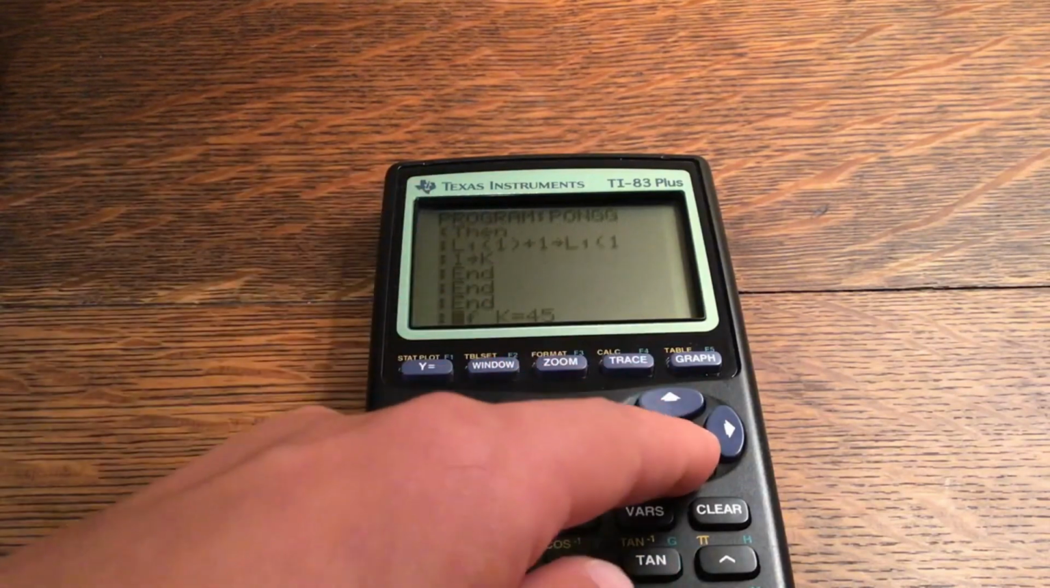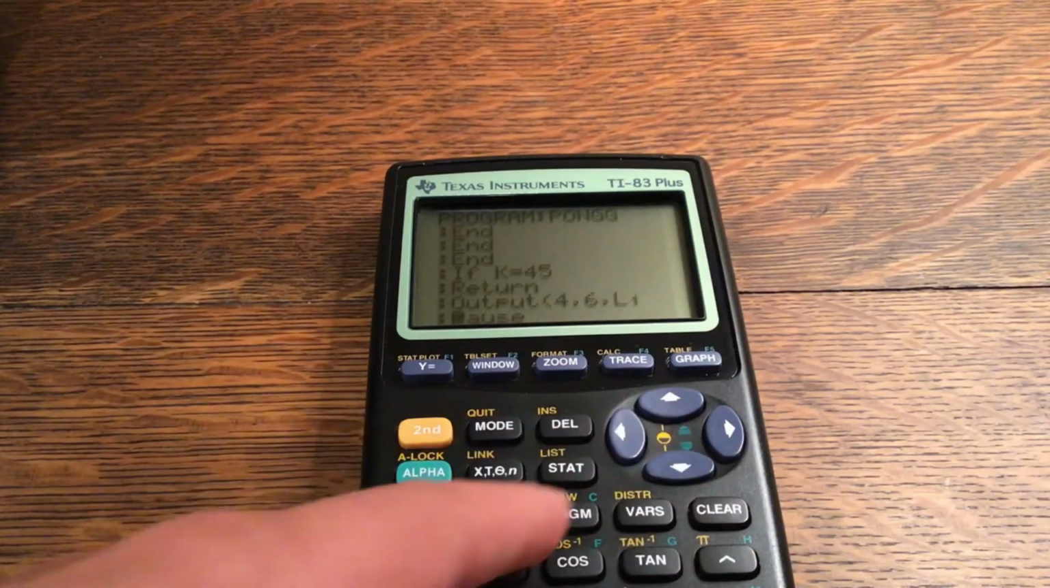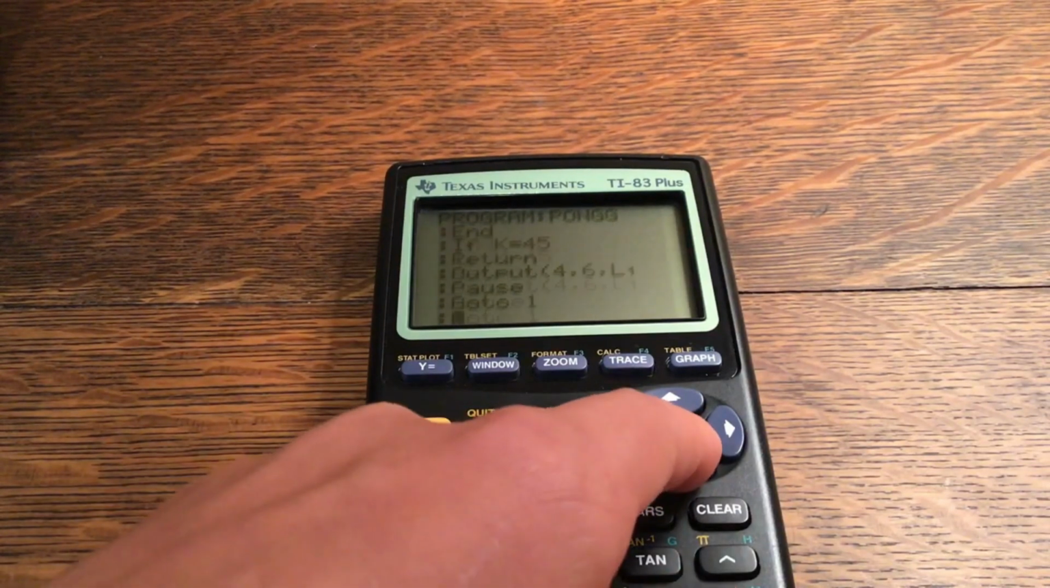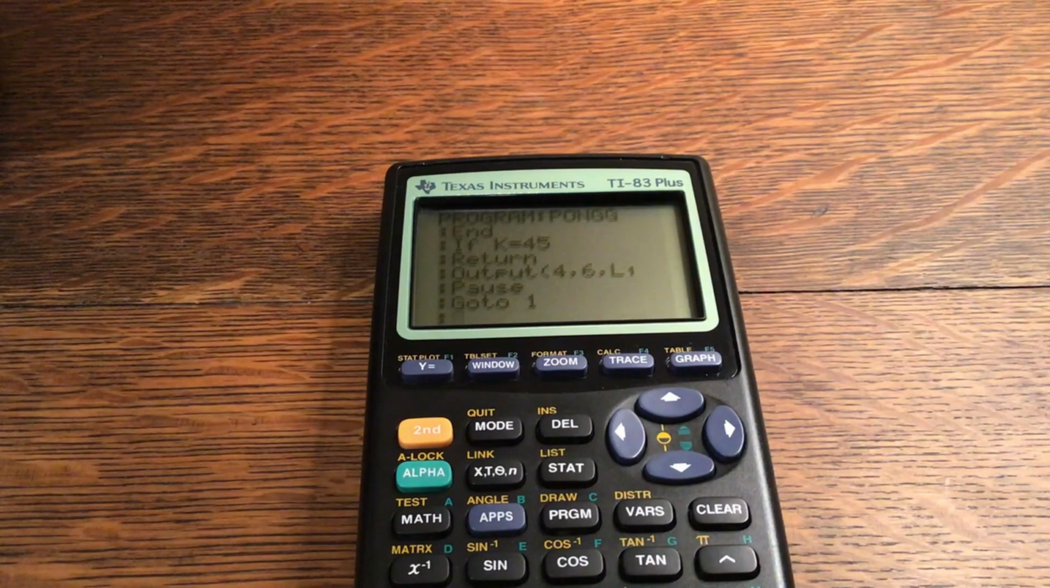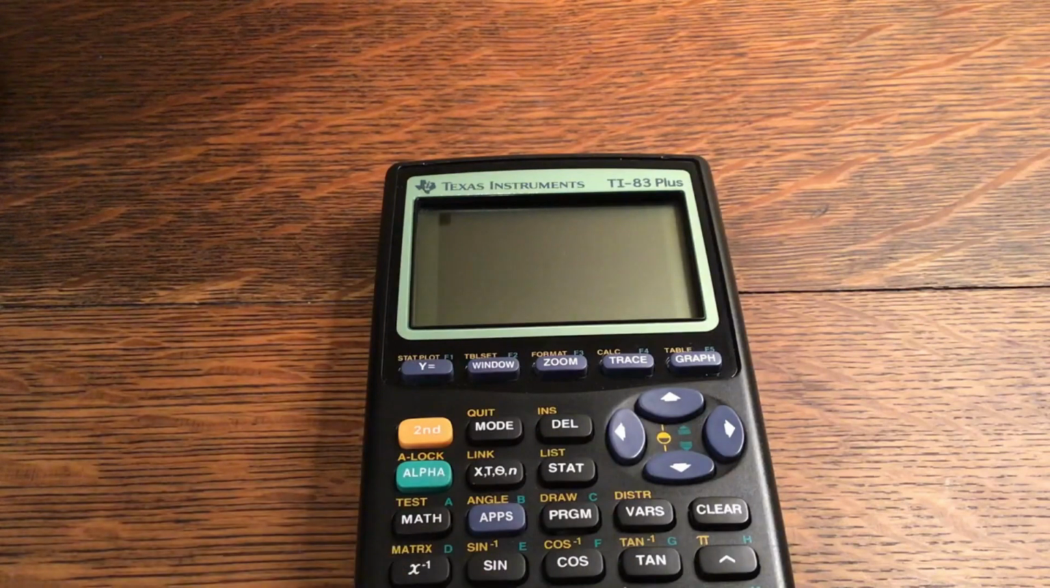So there's 3 ends there. If K is equal to 45, return. Output 4, 6, L1, pause, go to 1. And that is the whole entire program. So now you can play Pong with your friends or whoever you'd like to play with.